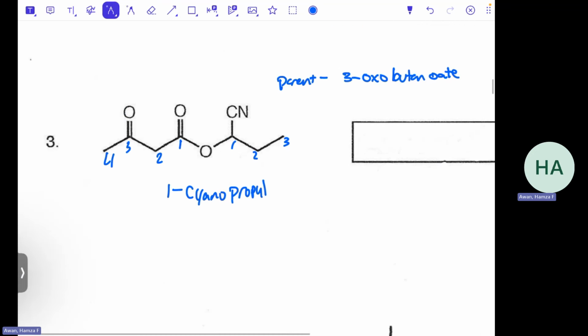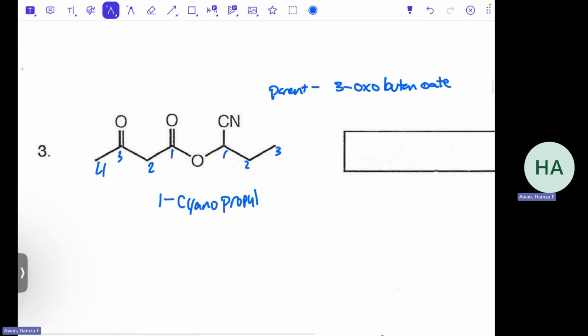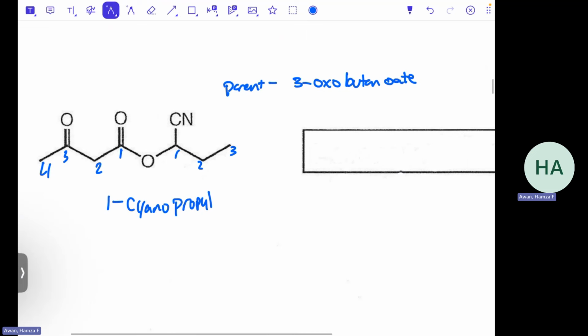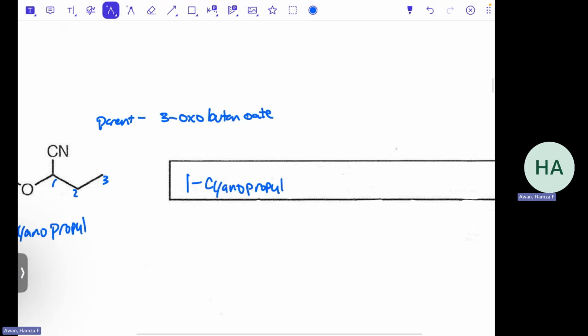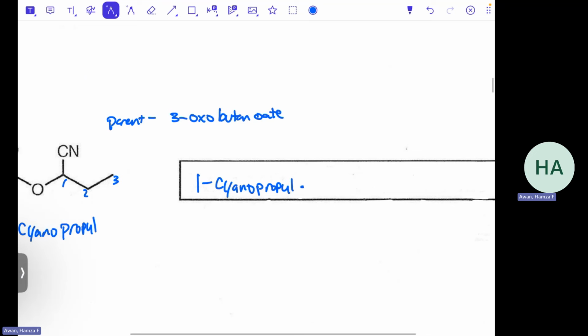And then now that we have everything, we don't have any substituents for this. So to put it all together, we're going to start with the cyanopropyl, 1-cyanopropyl. Your first thought might be to put a dash here. But because we're naming an ester, we're going to leave a space in between and just start with 3-oxobutanoate.